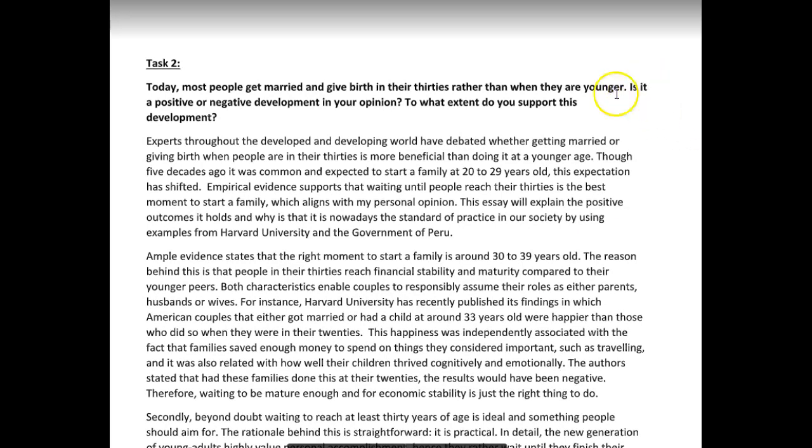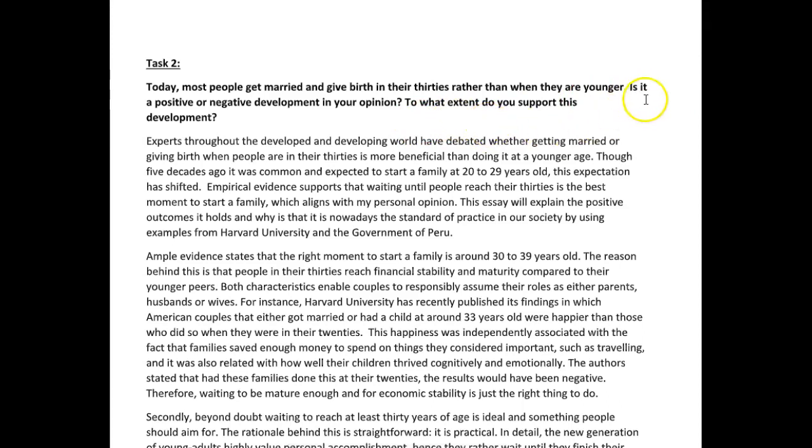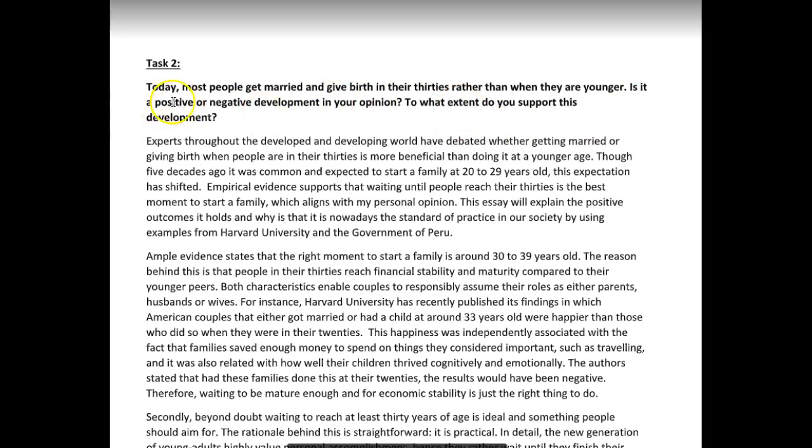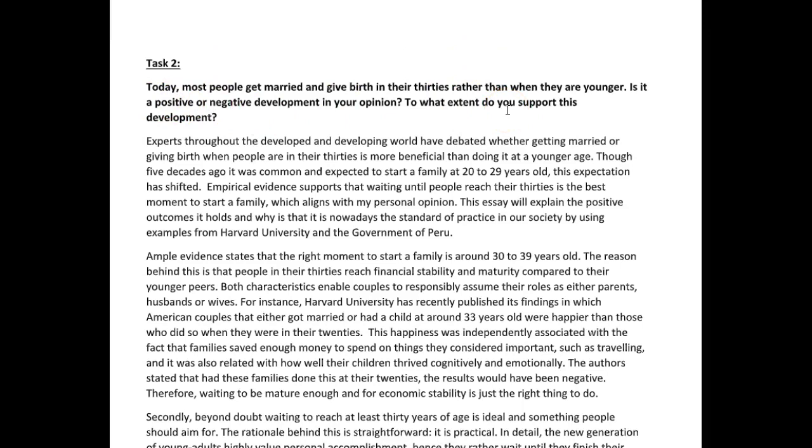You've got two questions, but essentially they're just a rephrasing of each other. Is it a positive or negative development? Do you support this development? So the answer is obviously for you, it's a positive development. Yes, I support it. And that's the way you developed your essay.